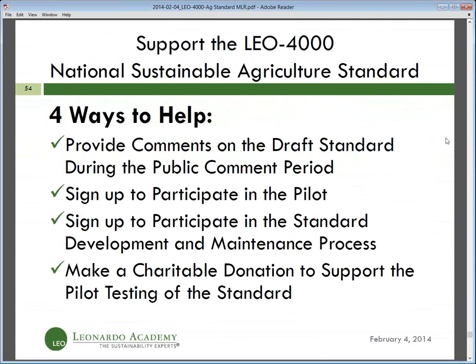There are many ways you can support Leo 4000, the National Standard for Sustainable Agriculture. Number 1 is to provide comments on the draft standard during the public comment period. Number 2 is to sign up to participate in the pilot. Number 3 is to sign up to participate in the standard development and maintenance process. And number 4 is to make a charitable donation to support the pilot testing of the standard. Leonardo Academy is a 501c3 charitable nonprofit organization.